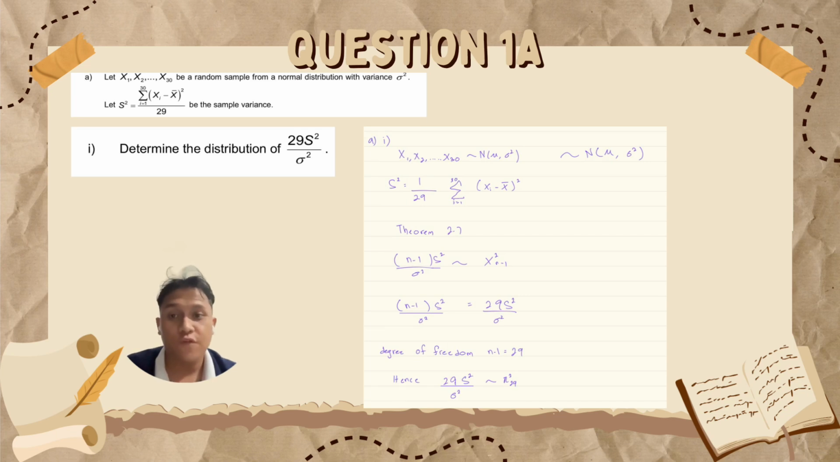So, in order to solve question 1A1, we will first write down every information that we have at the top. So, in order to solve this question, we need to use theorem 2.7, that is n minus 1 times s squared over variance will be approximate to chi-squared n minus 1.